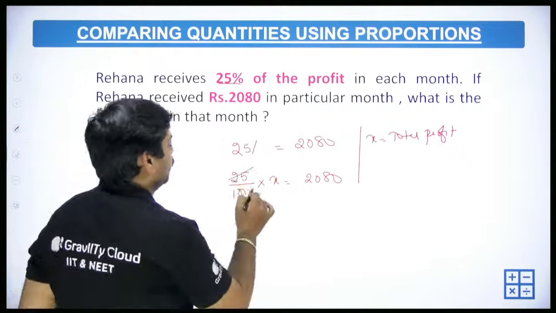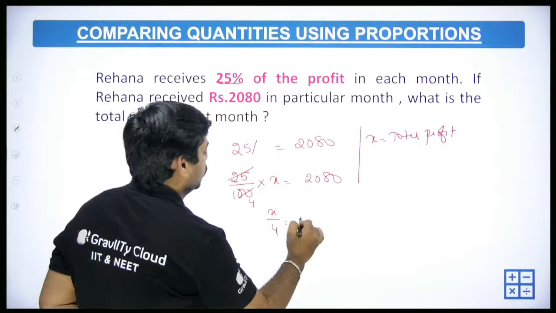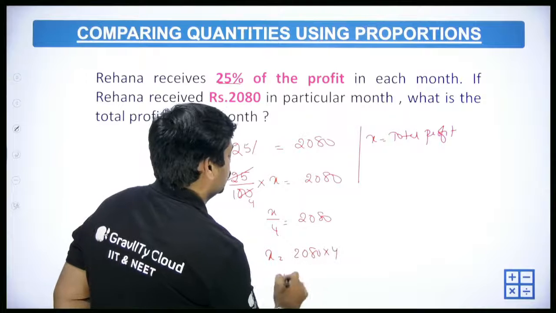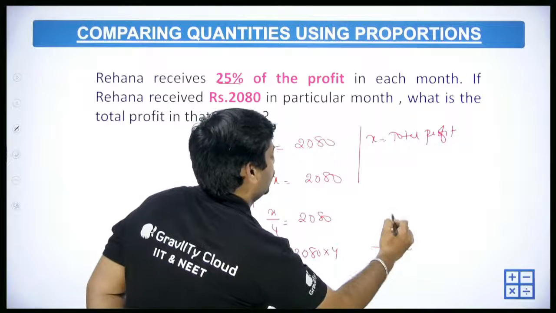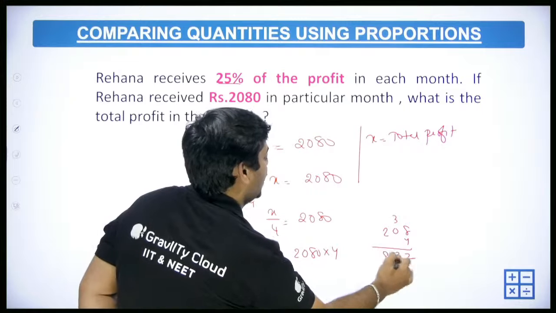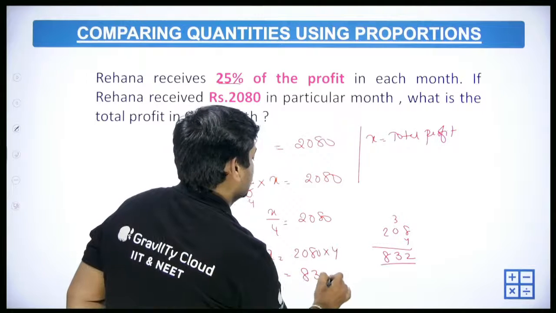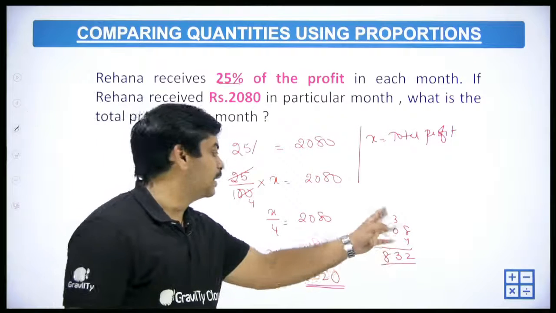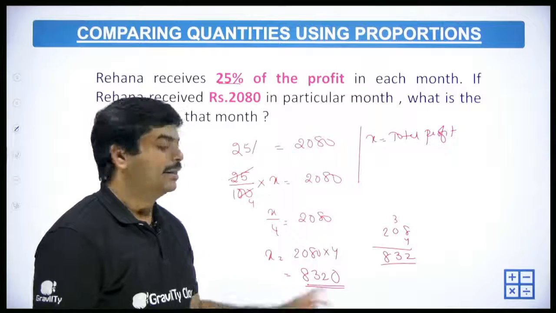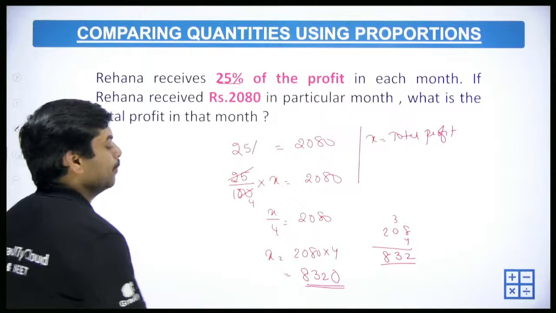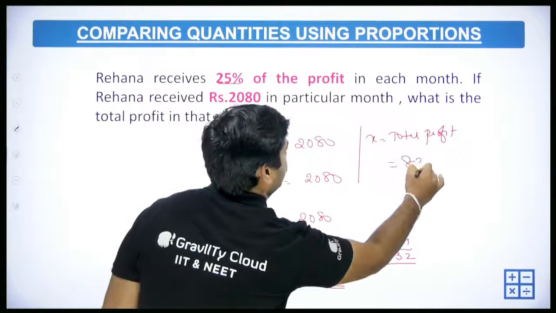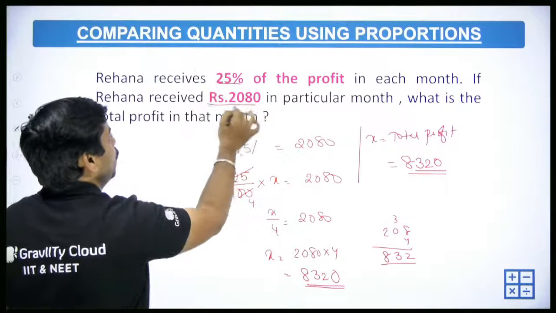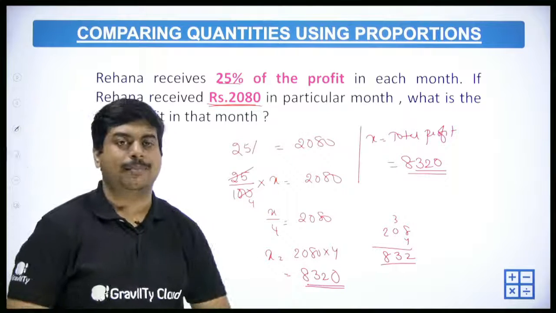So 25 ones are 25, 25 fours are 100. So x by 4 is equal to 2080. So x is equal to 2080 into 4, which is 208 into 4. 8 fours are 32, 4 zeros are 0 plus 3, 4 twos are 8, which is 8320. So that is the total profit. Total profit is 8,320 rupees. Out of that, her share of 25% will be 2,080 rupees in that particular month.